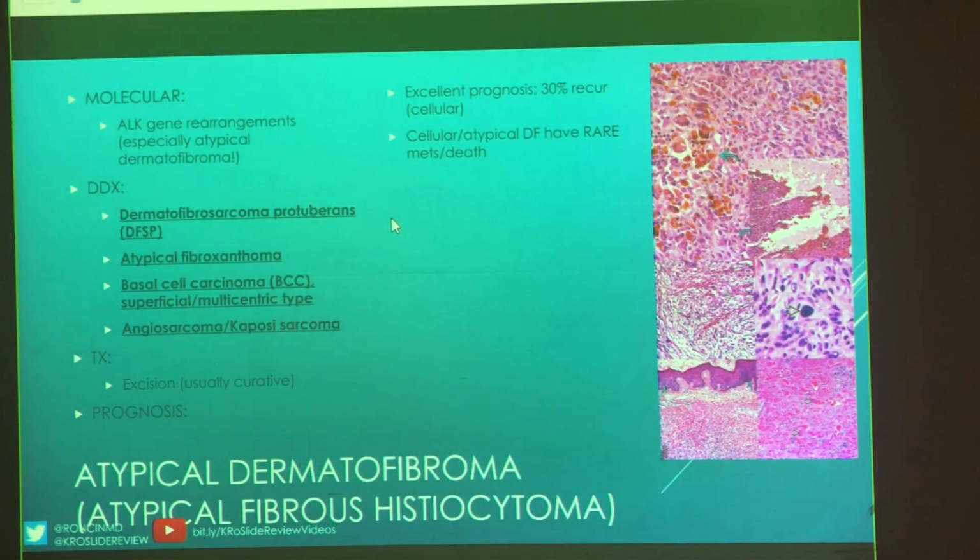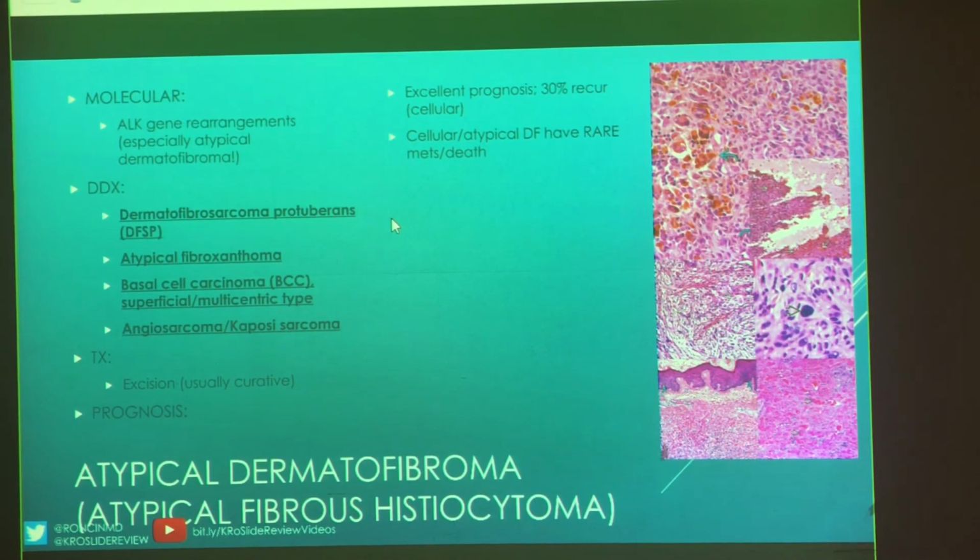Molecular, again, these are likely to have ALK gene rearrangements, especially atypical dermatofibromas. Your differential includes things like dermatofibrosarcoma protuberans, or DFSP, atypical fibroxanthoma, or AFX, basal cell carcinoma, the superficial multicentric type, and angiosarcoma or Kaposi sarcoma.